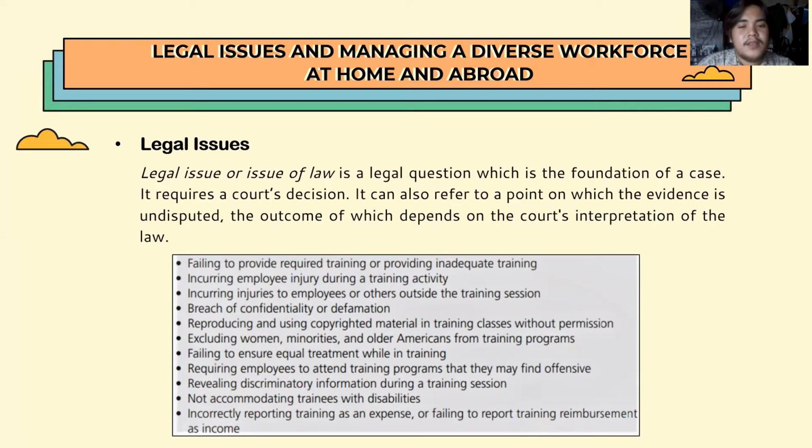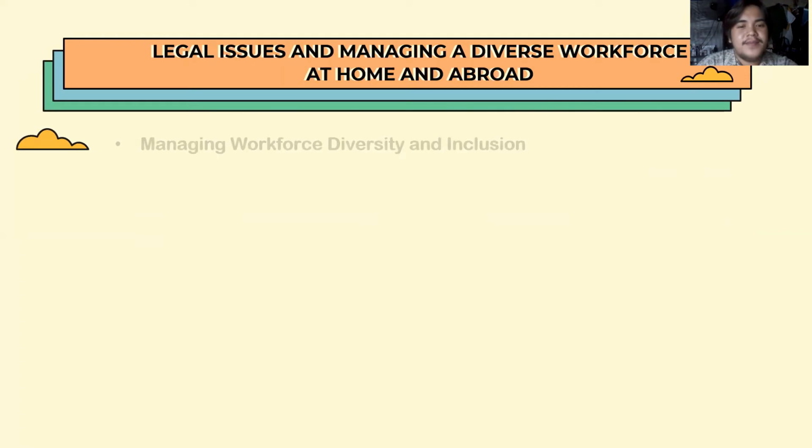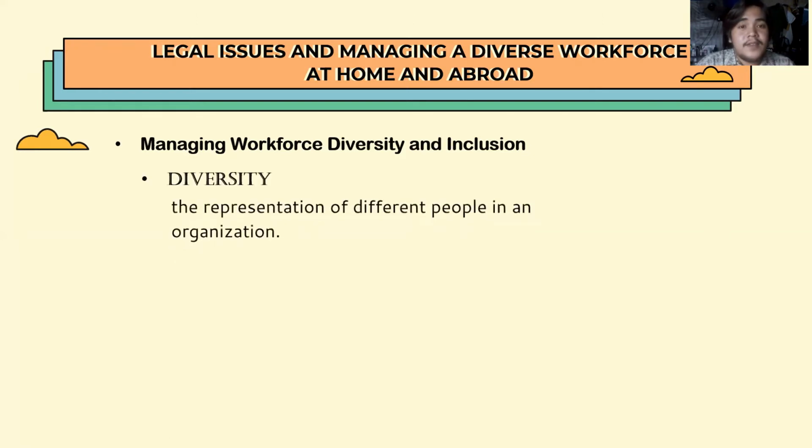This is the situation that may result in legal acts. And next is managing workforce diversity and inclusion, where I will define and give some ideas about these two highlighted words. First is diversity, which is the representation of different people in an organization, or can be considered any dimension that differentiates a person from another.